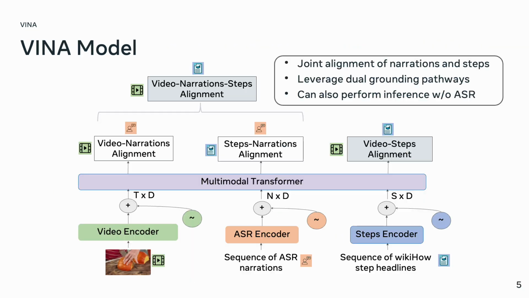This is an overview of our model. It is very simple, consisting of 3 unimodal encoders to model the sequence of frames, the sequence of ASR narrations, and the sequence of steps respectively, as well as a multimodal transformer that models interactions within and across modalities. We ground steps using 2 alternate pathways, directly finding matches between steps and video frames, and indirectly first finding relevant ASR narrations to each step, and then grounding these narrations to the video. We found that fusing these 2 pathways improves performance.